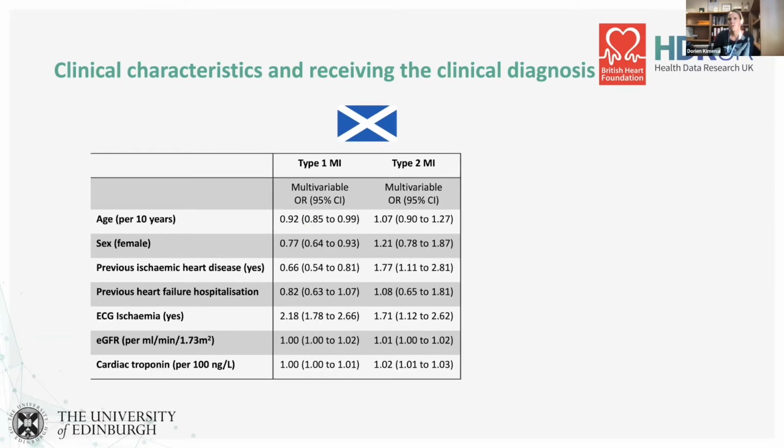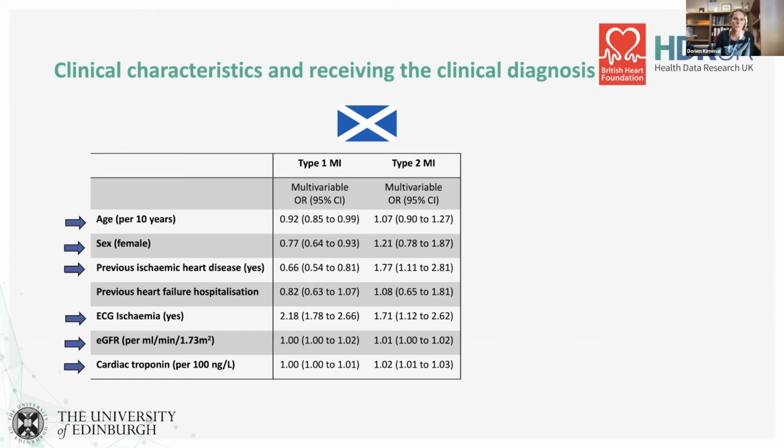When we did a multi-variable analysis to see which ones are really the strong independent predictors, then for type 1 MI, age and sex were still independent predictors. So that means that the older you get, the less likely it is that you are being identified as having a type 1 MI. And if you are a male or a female, then you are also less likely to be identified as having a type 1 MI.